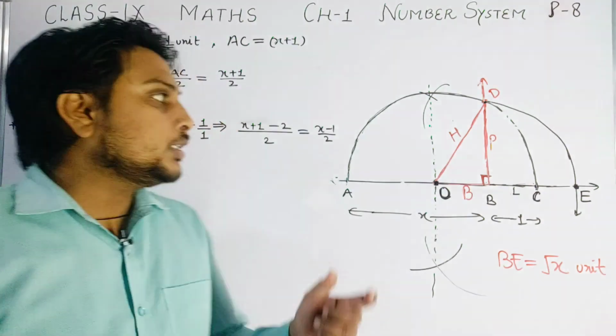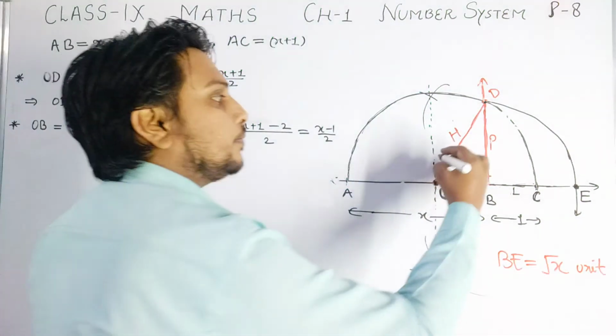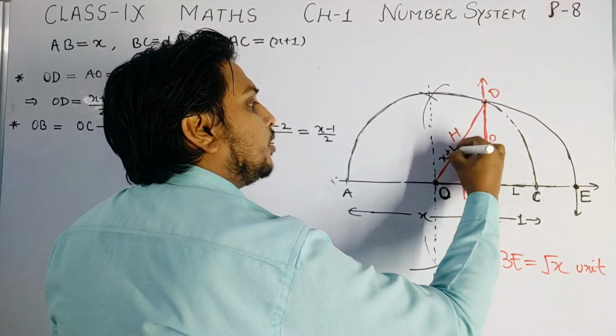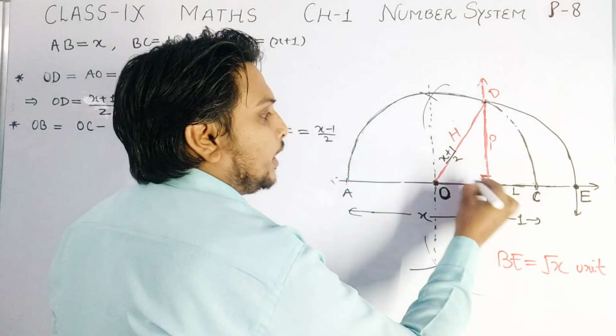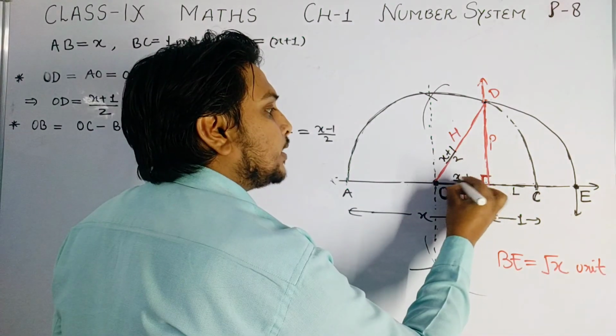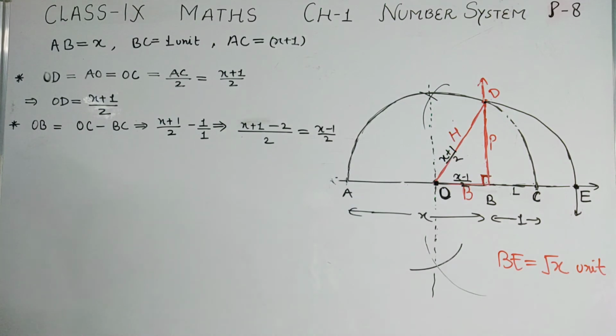So basically two distances I have found. The hypotenuse we have got as (x + 1)/2, and this base we have got as (x - 1)/2. So OB is (x - 1)/2. Okay, the last one.